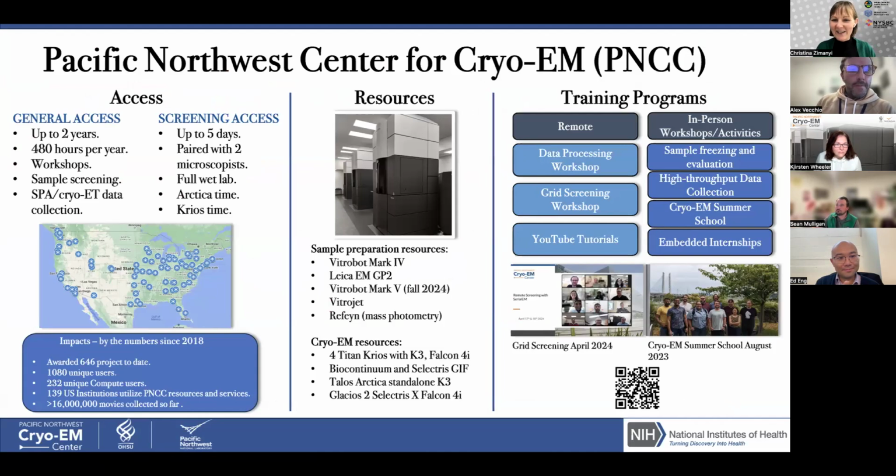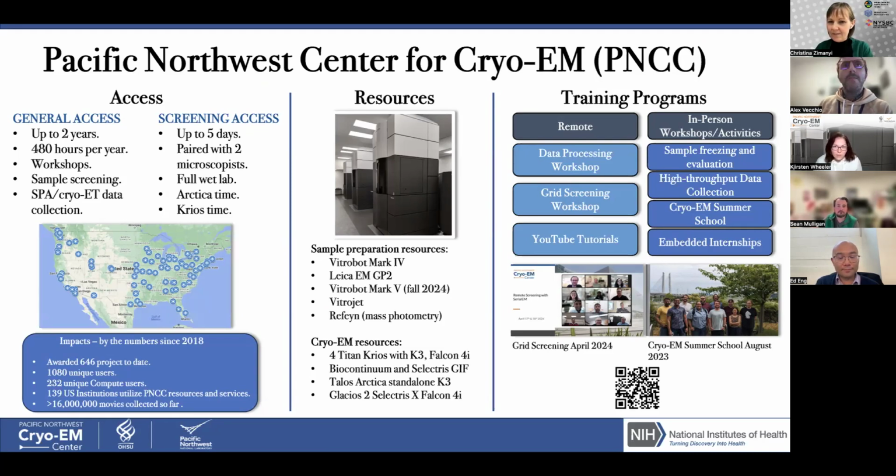And Kirsten, I'll let you let us know what is new at PNCC. Okay. Hi, my name is Kirsten Wheeler. I'm the administrative coordinator at the Pacific Northwest Cryo-EM Center. PNCC has 2 proposal types. First is the screening access proposal, which allows up to 2 users to come on site for 5 days of sample preparation and screening with staff. We usually host 1 to 2 of these particular proposal types each month.